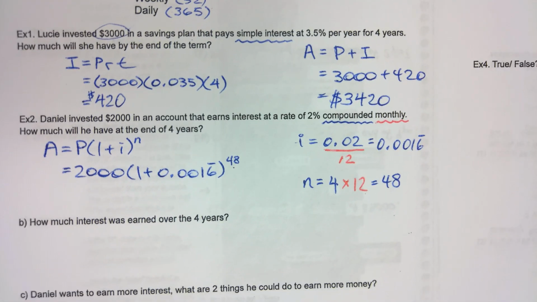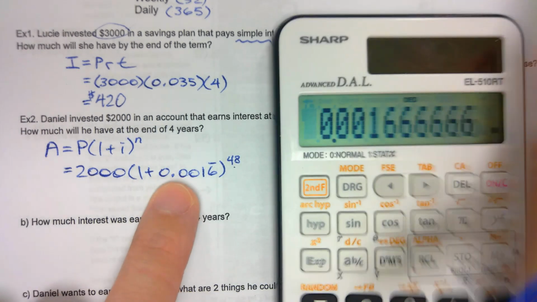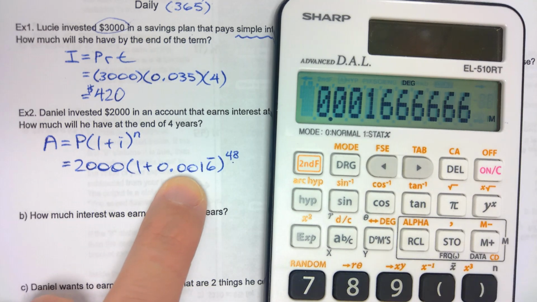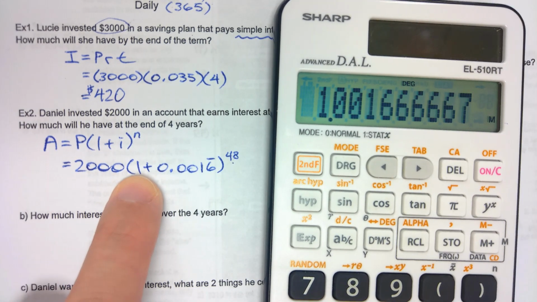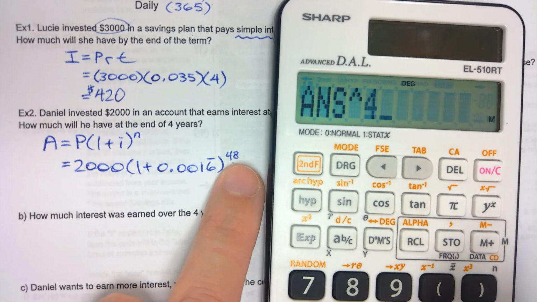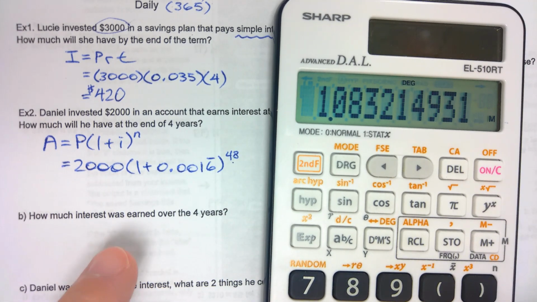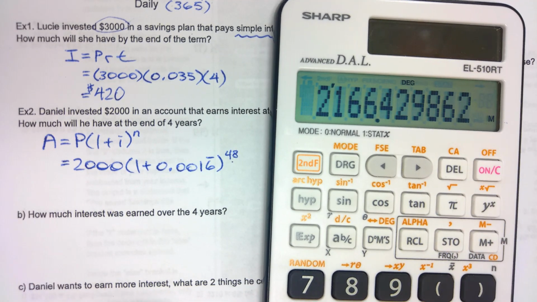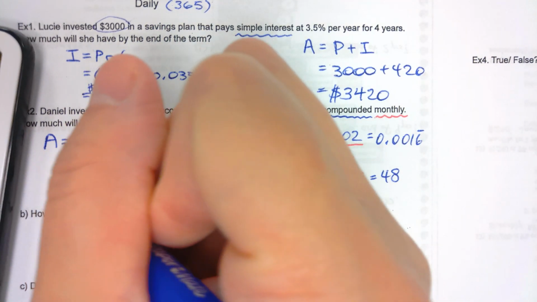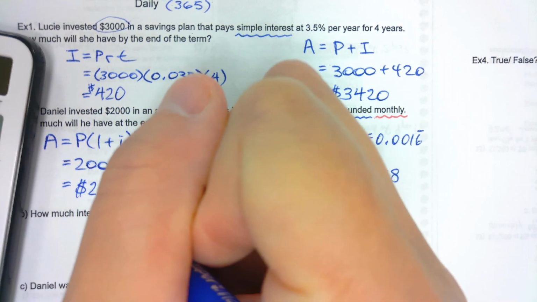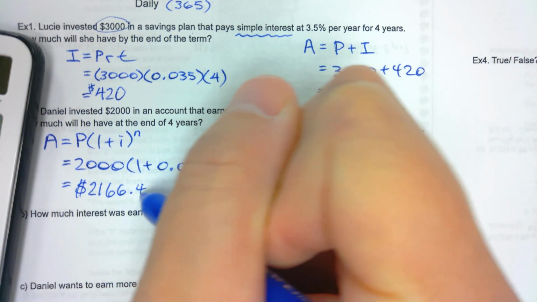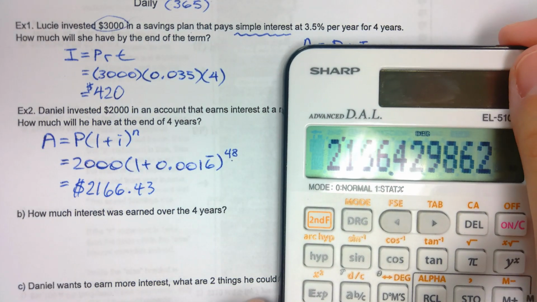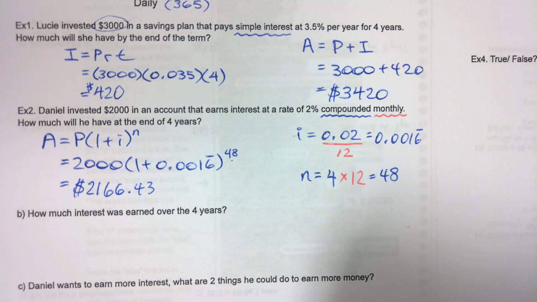Okay? So on the calculator, this is what I would do. I would try to keep the whole decimal and then plus 1, press equal, raise it to the 48, press equal, and then times it by 2,000. And then I get the amount: 2,166.43. Okay, so only round your final answer to 2 decimal places because it's money.